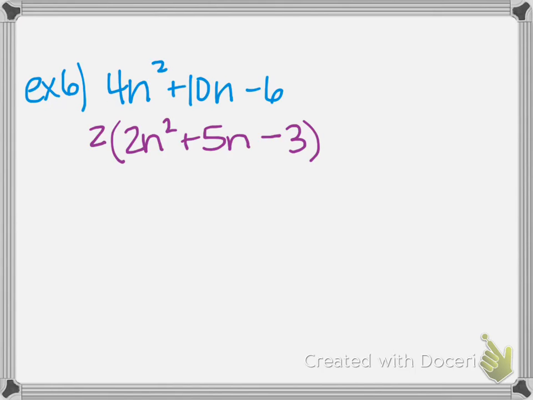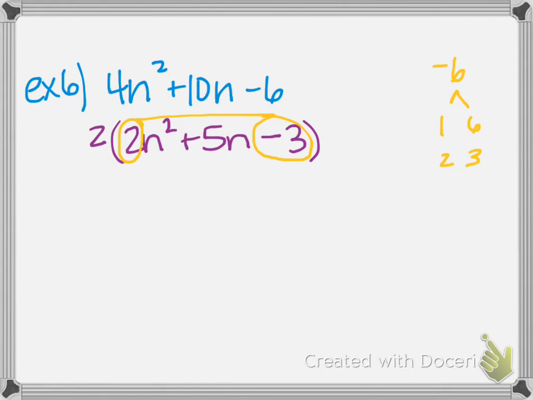Now what we have left in parentheses, we're going to factor like we did on the last two problems. So we're going to multiply first times last. So we're looking for two numbers that multiply to negative 6 and add or subtract to 5. So we have 1 and 6, or we have 2 and 3. In this case, both of those pairs can either add to 5 or subtract to 5. So now we've got to really think about what's going on here.